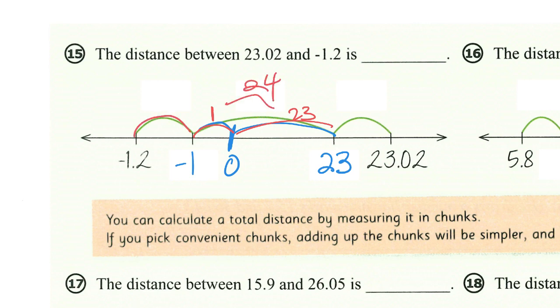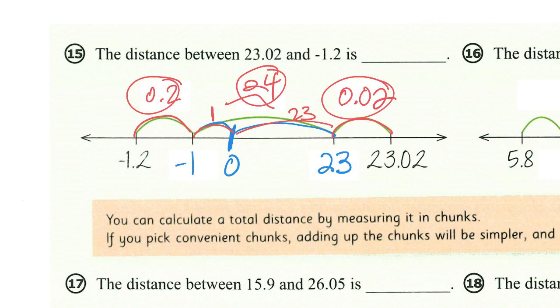Then over here, from -1 to -1.2 is 0.2. From 23 to 23.02 is 0.02. And if I add all three of these chunks together, I get 24.22.